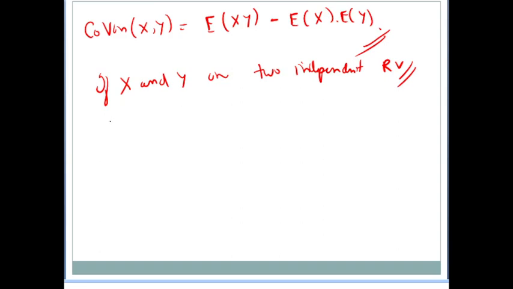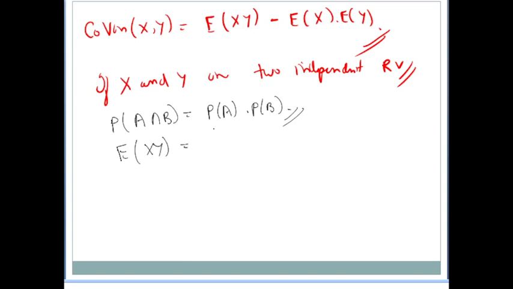In terms of probability, we know that if we are finding the probability of a intersection b, and if a and b are two independent events, then the probability of a intersection b is equal to the probability of a times the probability of b. A similar case will happen for expected value as well. The expected value of xy will be equal to the expected value of x times the expected value of y if x and y are two independent random variables.